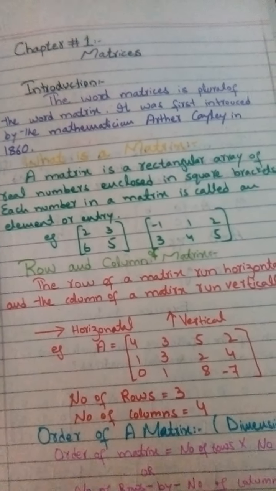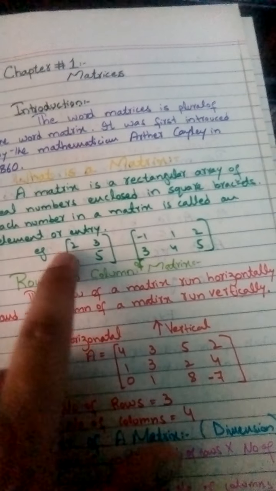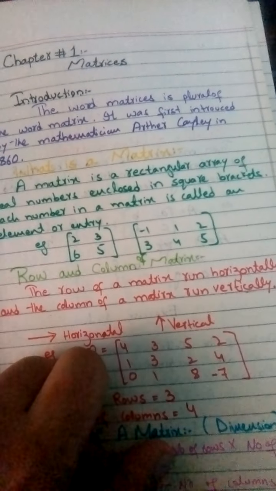So for example, you're looking at this matrix here. These 2, 3, 6, 5 are real numbers and these are enclosed in these square brackets, so this is a matrix. This is also a matrix.